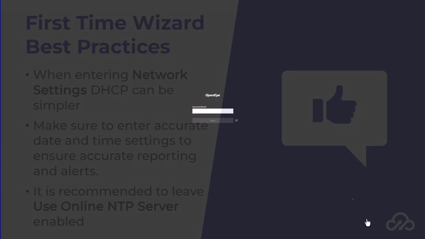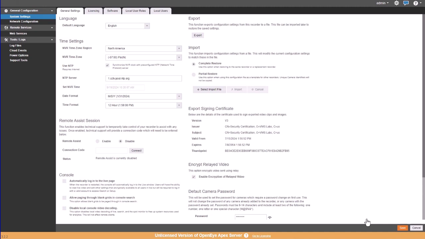Once the first-time wizard is closed, we're taken back to the login screen. The username will still be admin, but the password will be the one you created during the first-time wizard. I will log in using the new information. Now that we're logged in, we're taken to the settings screen. We will start with the Network Configuration tab.